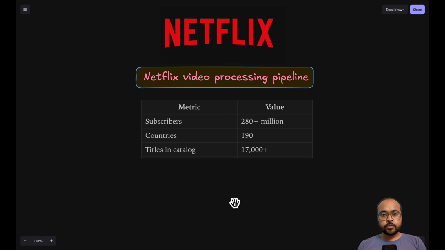A new movie or new TV series is released, then how is that content uploaded to Netflix, and then how does Netflix start different types of processing on that video content and how does it deliver that content to the end users.